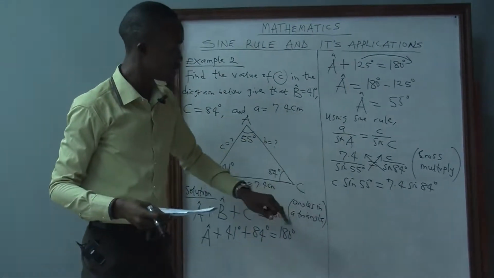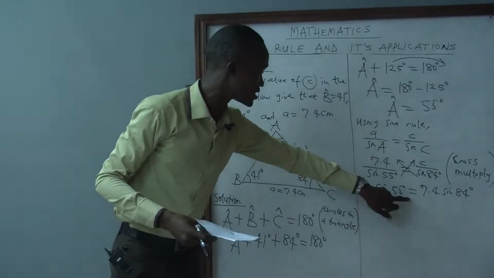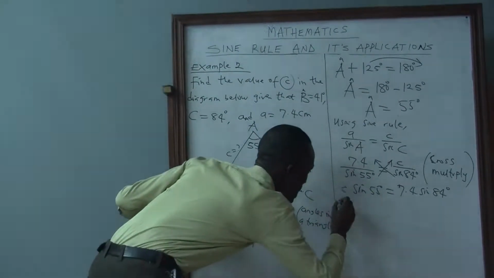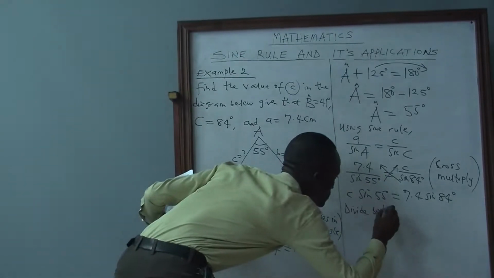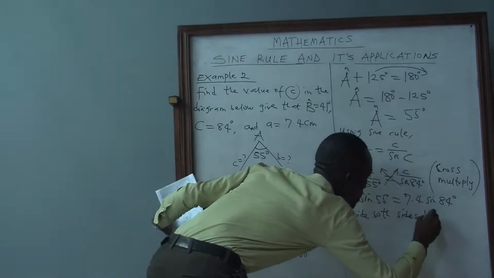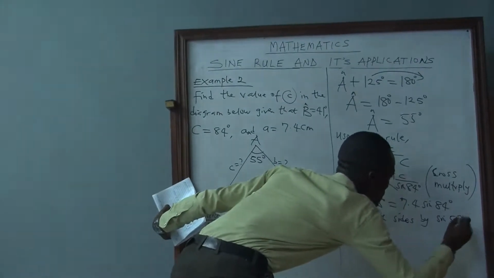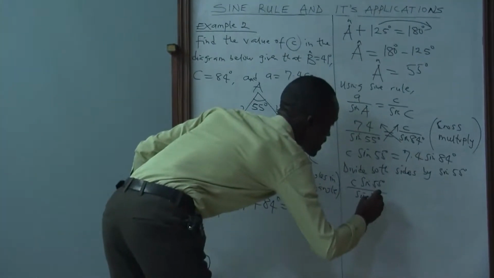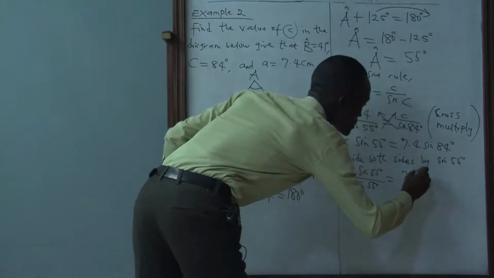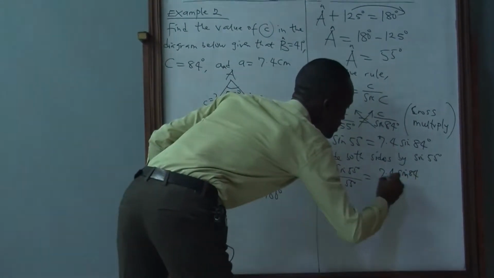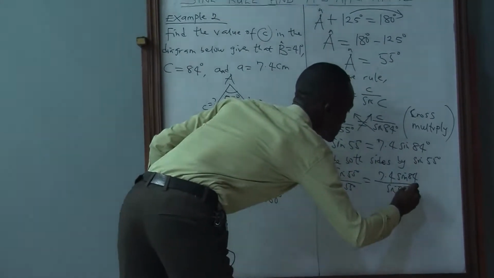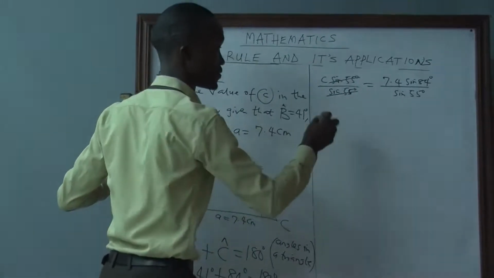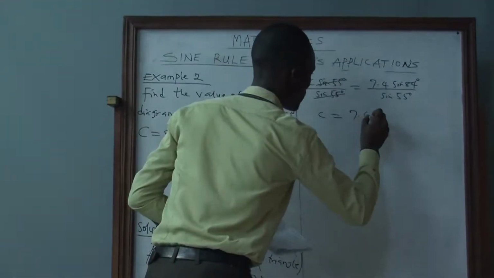Now we are looking for C, but there is a value that is disturbing C. And what we do here is that we divide both sides by sine 55 degrees. So we have C sine 55 degrees divided by sine 55 equals 7.4 sine 84 divided by sine 55 degrees. So sine 55 will cancel sine 55. So we have C to be 7.4 sine 84 over sine 55.